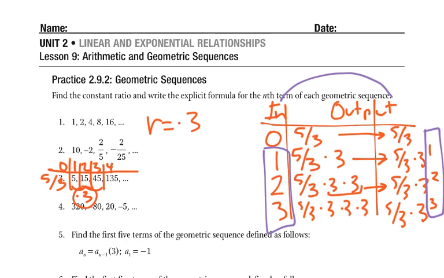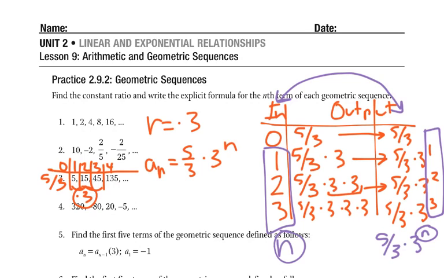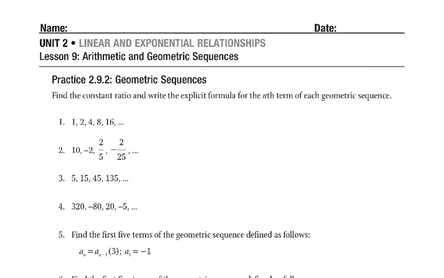Because explicit connects inputs and outputs, we essentially end up with that shortcut, and that connects our inputs. Okay, so a sub n equals 5/3 times 3 to the n. Alright, number 4.